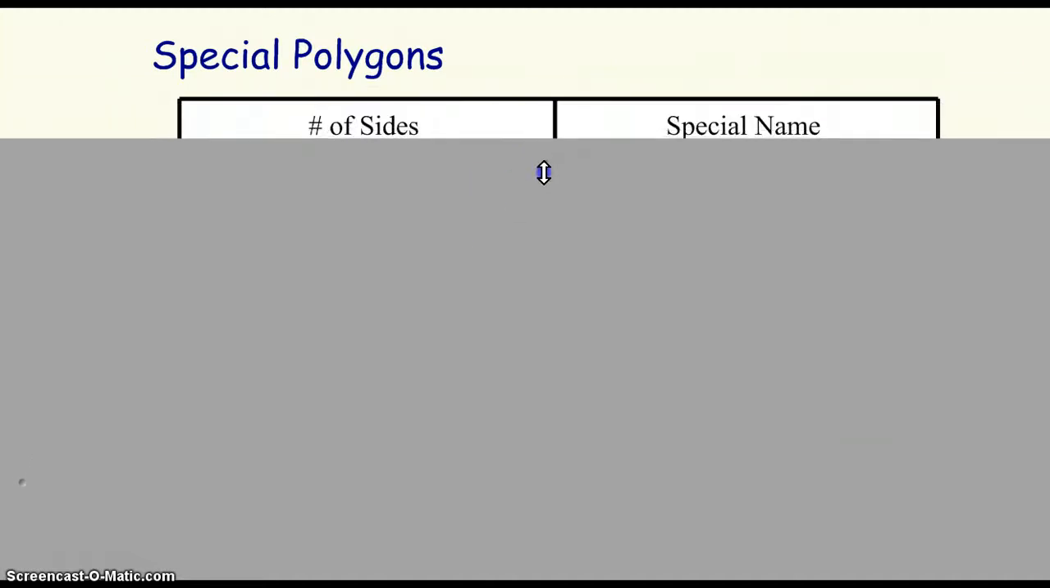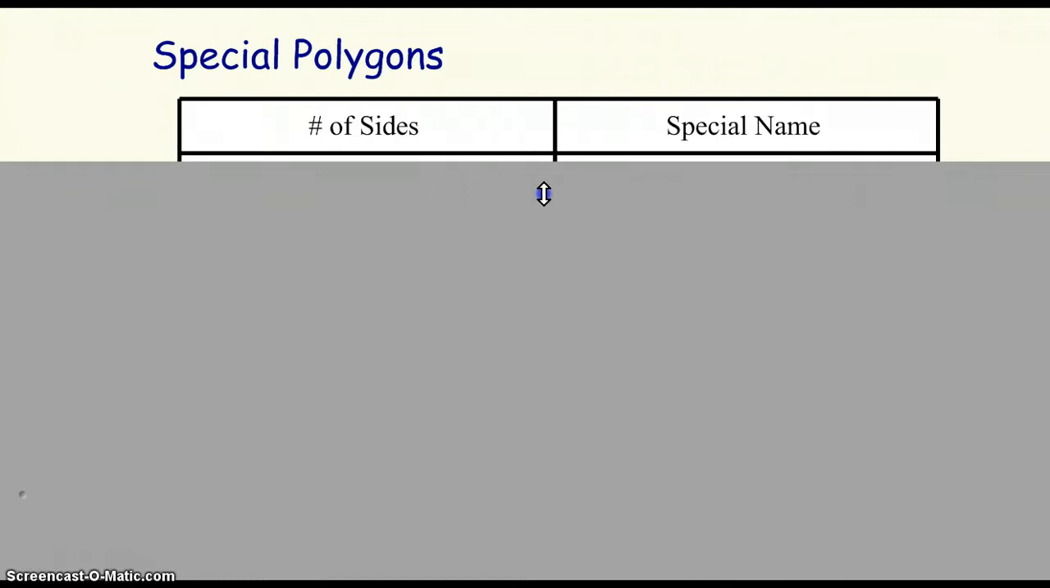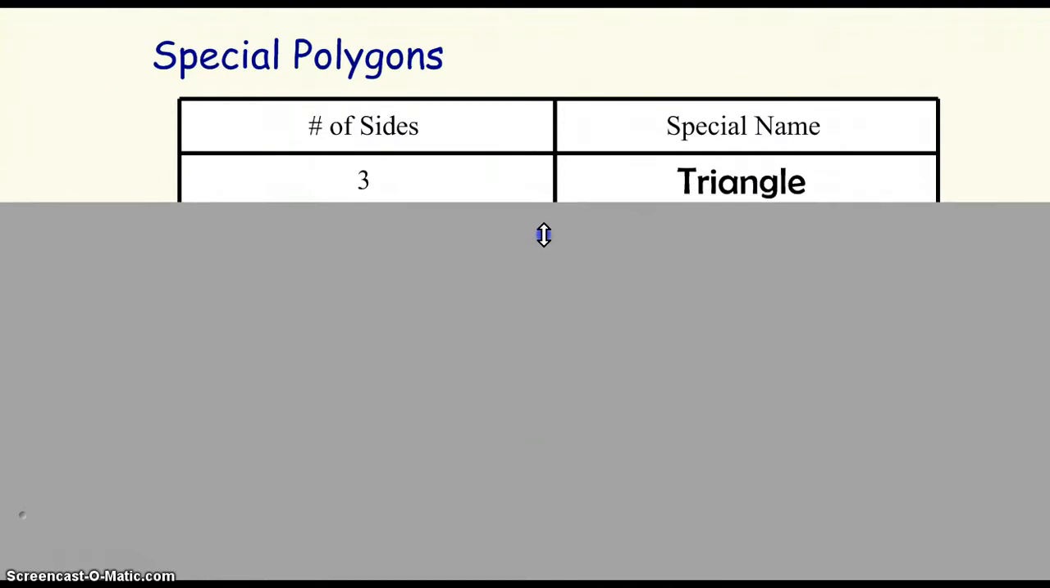Alright everybody, you should be on the back side of your notes worksheet. On the front side we talked about an n-gon being for the number of sides for a polygon with sides greater than 10. So we're going to talk about those special names for polygons that have fewer than 10 sides. These should sound familiar to you.